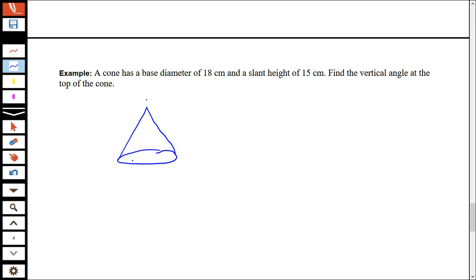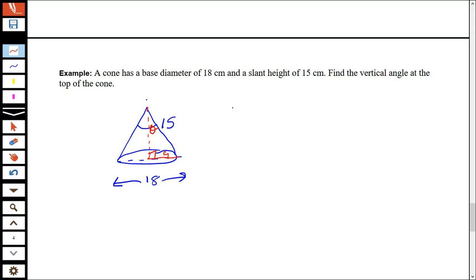there we go. Now the diameter of the cone, which is this distance here, all the way across, is 18 centimeters. So 18 all the way across. The slant height is 15 centimeters. We've got to find the vertical angle. Now the vertical angle is this angle here. So what we're going to do first is we're going to draw the height of the cone which goes to the center of the circle there. That's the right angle triangle. And that means this distance here is going to be 9.